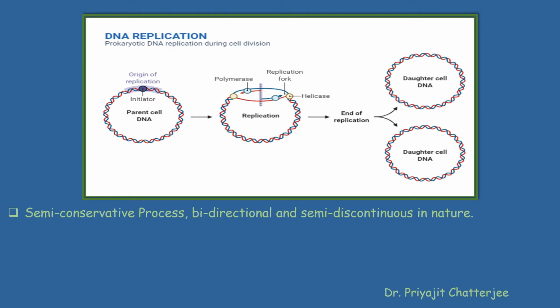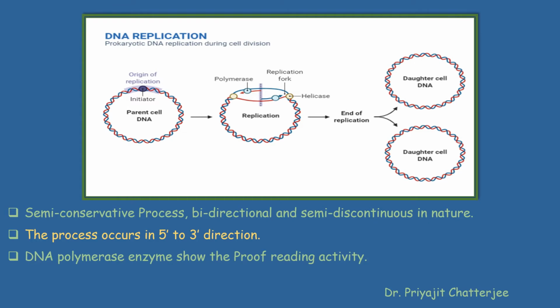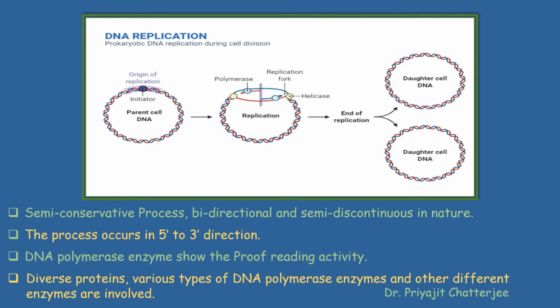The process is semi-conservative, bidirectional, and semi-discontinuous. The replication or polymerization process occurs in the 5' to 3' direction. There is proofreading activity of the DNA polymerase enzyme. We will see here that there are different proteins and many types of enzymes, including various DNA polymerases, involved in DNA replication. The DNA synthesis process requires deoxynucleoside triphosphates and a primer template junction.